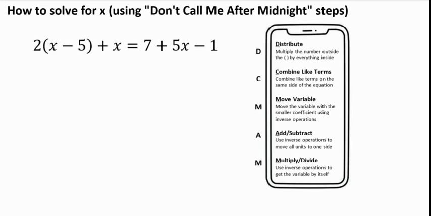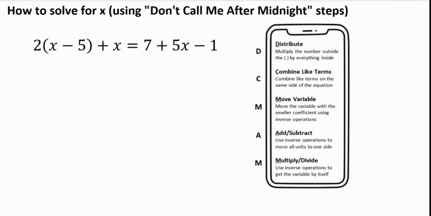In this video, we're going over how to solve for x, and I'm going to use the "Don't Call Me After Midnight" steps. So we can see on the right over here that I have my steps for Don't Call Me After Midnight. It starts with distributing, and then combine like terms, move the variable, add and subtract, and then multiply, divide. It's kind of like PEMDAS or GEMDAS, where you might not have all the steps every time. You just kind of go down the list and start with whatever one that you have.